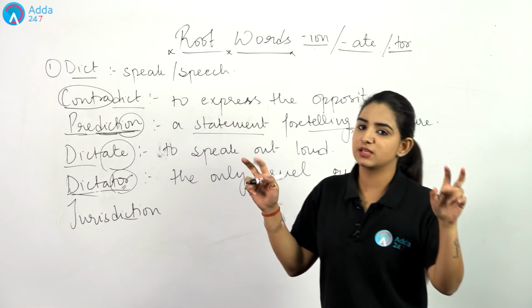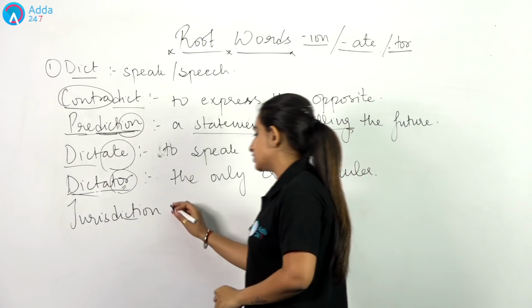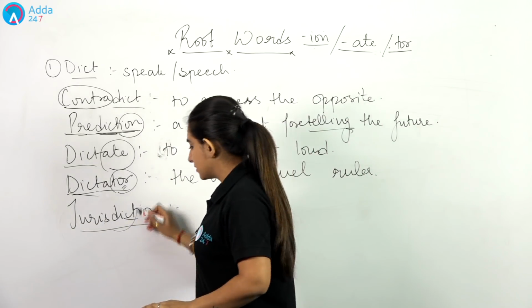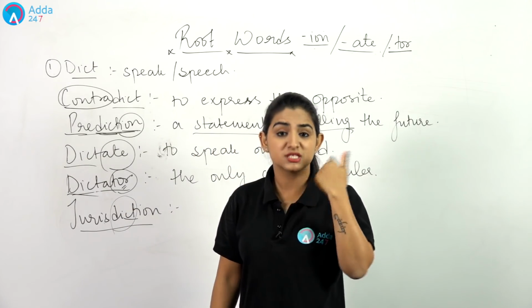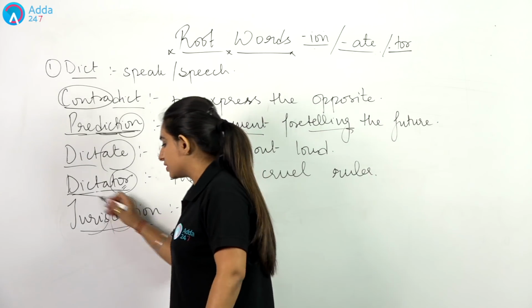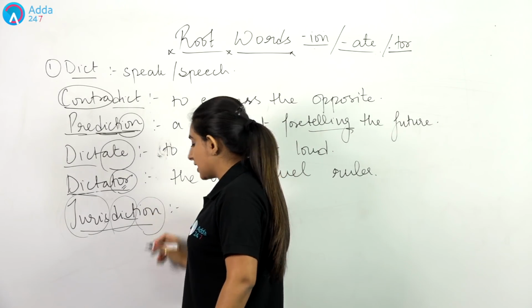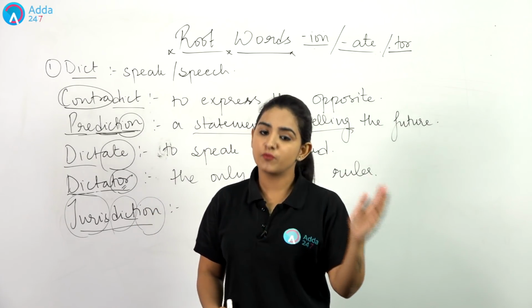In short, you can take the name of Hitler as well. Next is jurisdiction. When I say jurisdiction, you have the word dict, right? Dict means speech. Then you have jury. Jury is a group of judges. Again, I told you the word ends with ION. It says the name of a process.